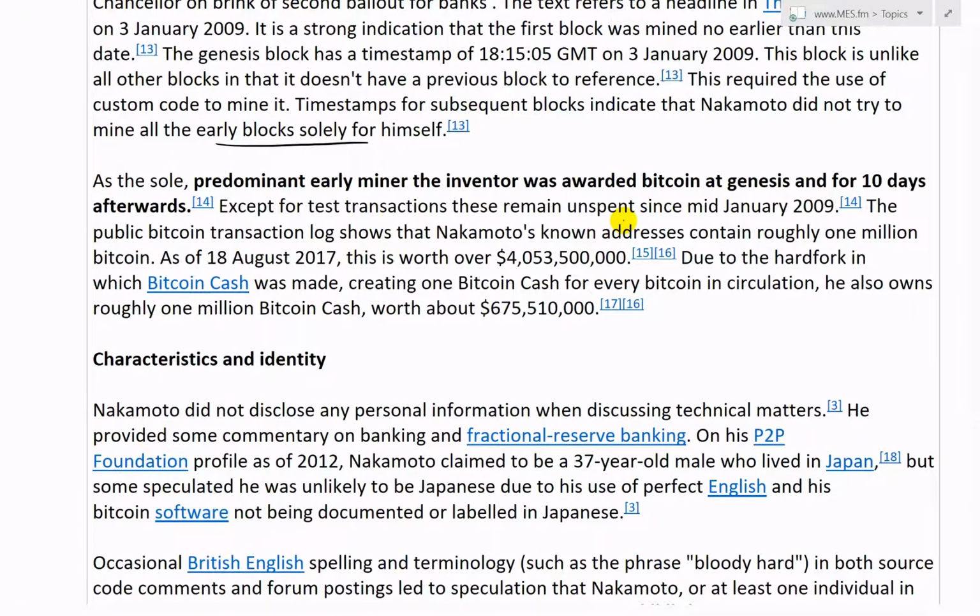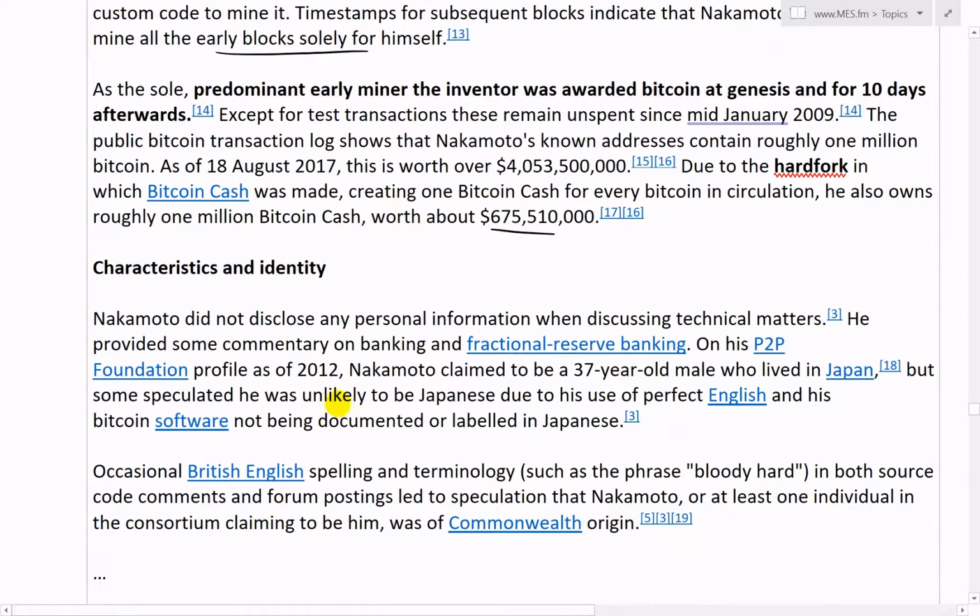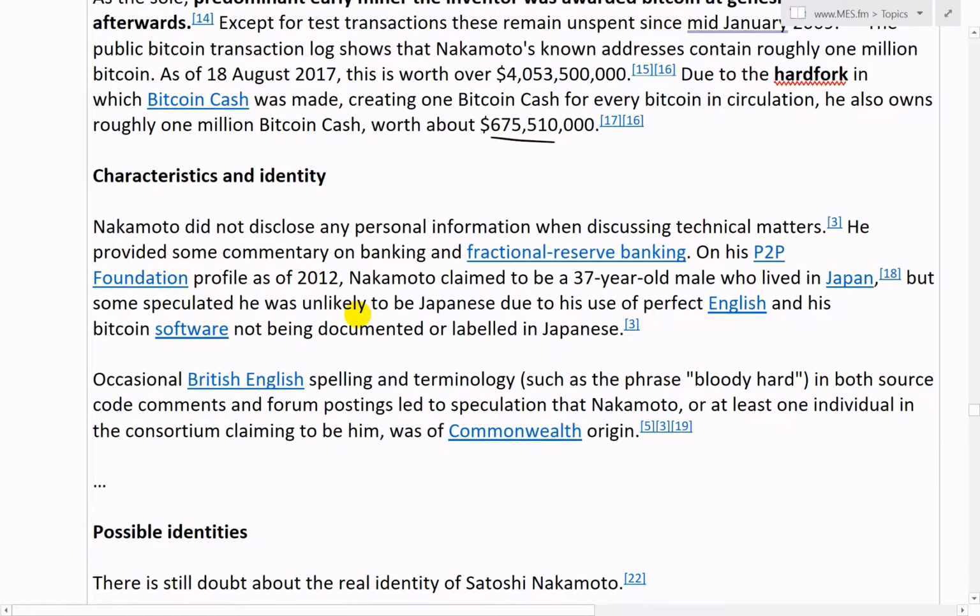The public Bitcoin transaction log shows that Nakamoto's known addresses contain roughly 1 million bitcoin. As of August 18, 2017, this is worth $4 billion. I believe it sounds like $6 billion or something, due to the hard fork in which Bitcoin Cash was made, creating 1 Bitcoin Cash for every bitcoin in circulation. We'll go over forks later on in this video. He also owns roughly 1 million Bitcoin Cash, worth $675 million. So whatever it is, it's a rich man or person or group.